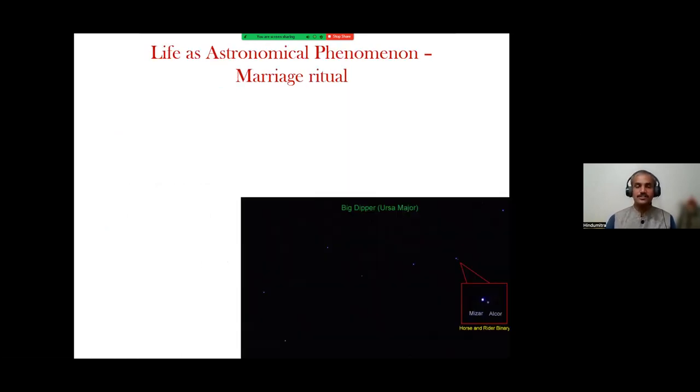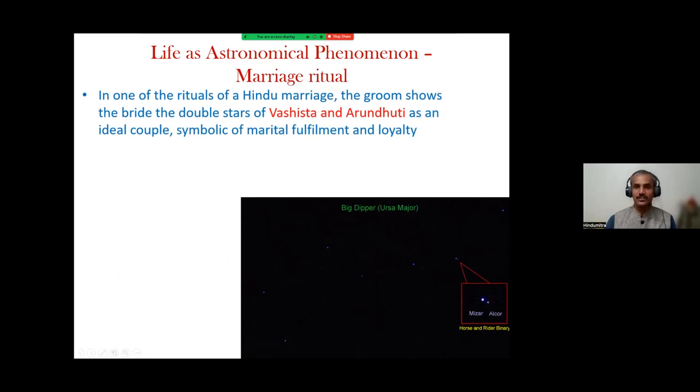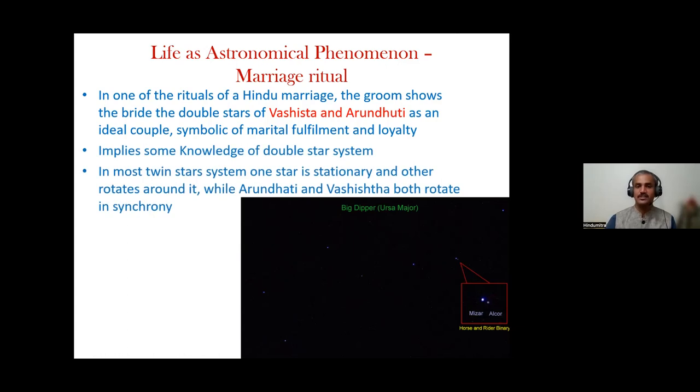And even the rituals, we see after the marriage, there is a tradition, especially in south India, to see the stars of Vashishta and Arundhati. And it is symbolized that an ideal couple should live like Vashishta and Arundhati, which symbolizes the marital fulfillment and loyalty to each other. But scientifically, why do they do so?